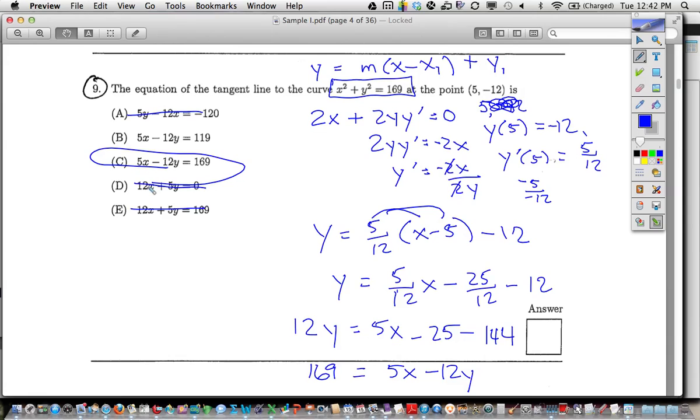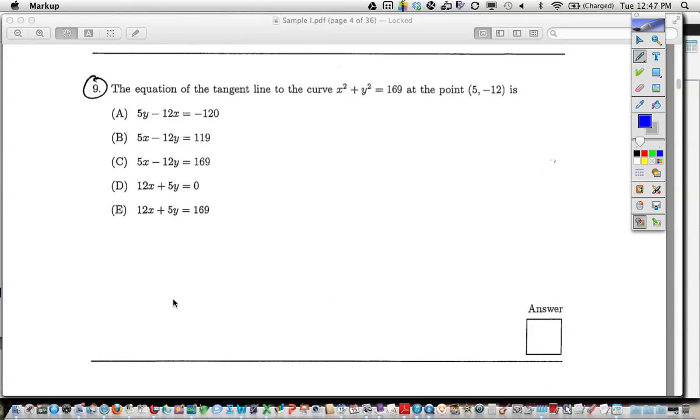Okay, so there's a lot of algebra involved in that one, but we had to do implicit differentiation. That one probably takes more than 2 minutes, right? So hopefully you save some time on one of those, and then you can get that one. Okay, that was 9. What was another one you want to see?